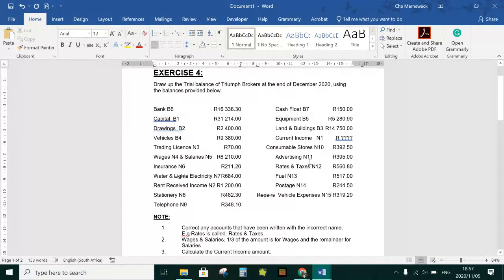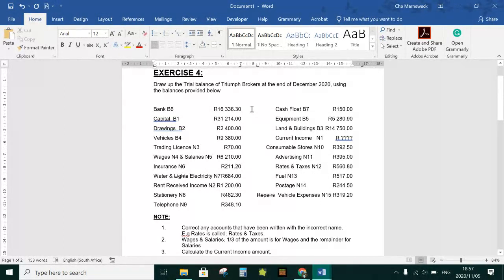So now we've decided our order. Our order is capital, drawings, fixed assets. So we have a look. Do we have land and buildings, vehicles, equipment? Do we have current assets? Trading stock, debtors control, we don't have. Bank, we do. Cash float, we do. We don't have petty cash. Do we have a financial asset? Fixed deposit, we don't. Do we have liabilities? No, there's no creditors control, there's no loan.